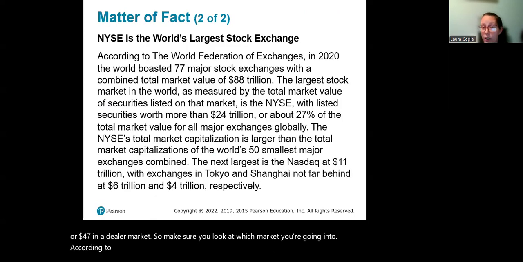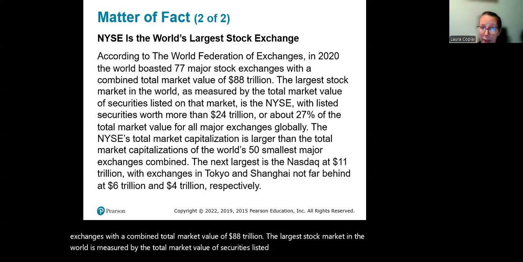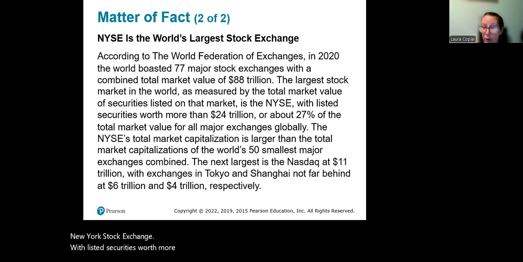According to the World Federation of Exchanges in 2020, the world boasted 77 major stock exchanges with a combined total market value of $88 trillion. The largest stock market in the world, measured by the total market value of securities listed on that specific market, is the New York Stock Exchange, with listed securities worth more than $24 trillion, or about 27% of the total market value for all major exchanges globally.